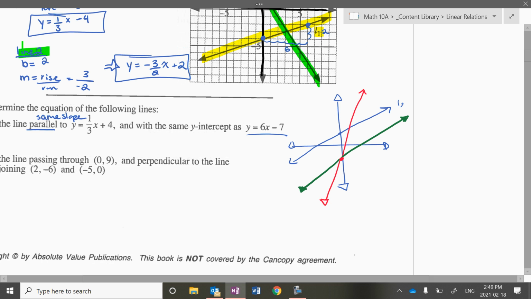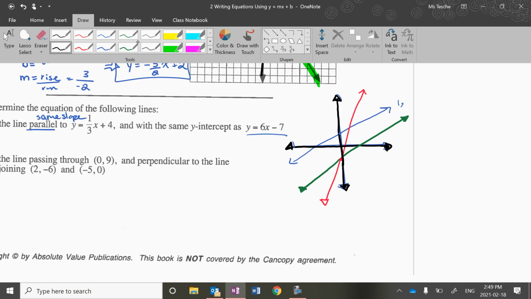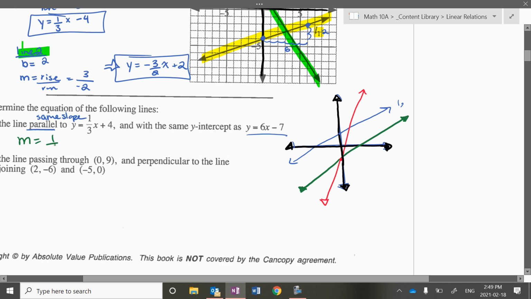Drawing a quick little sketch like that on these questions can actually be really helpful if you're like, oh, this is a lot of information. I don't even know where to start. So it has the same slope as that first blue line. What is the slope of my first line? Good. So our new equation of our green one has a slope of 1/3. It's the same y-intercept as my red graph, which is at -7. So then my line 3, or my green one, is 1/3 x minus 7. Sorry, my negative didn't click.